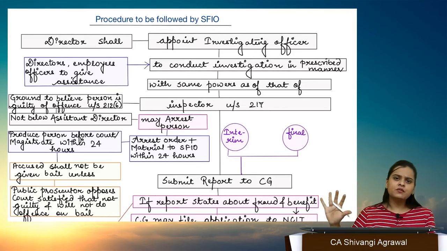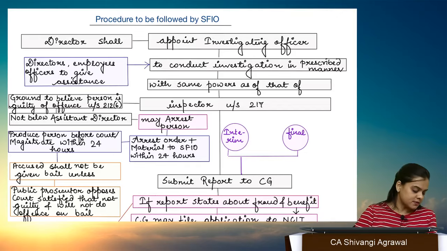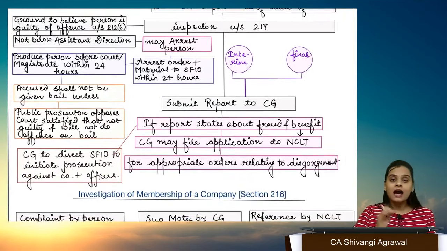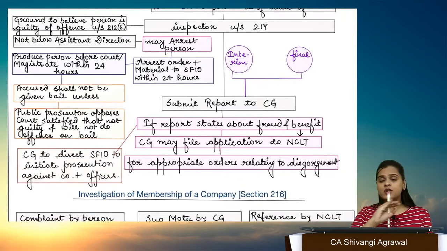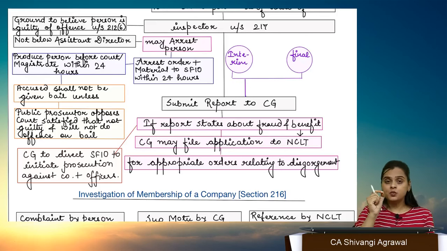Apart from the general powers which are given to the inspector, he also has a very special power that you will not see in the Companies Act ever. And the subsection which is very important is 212 subsection 6, 212.6, that gives the power to arrest.